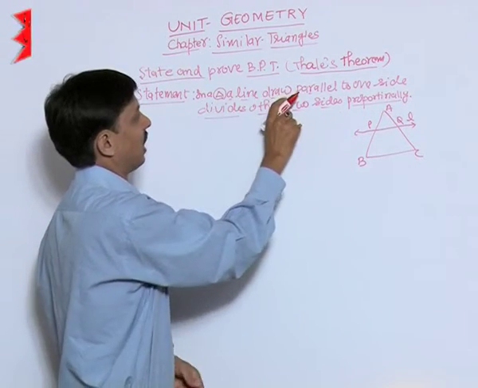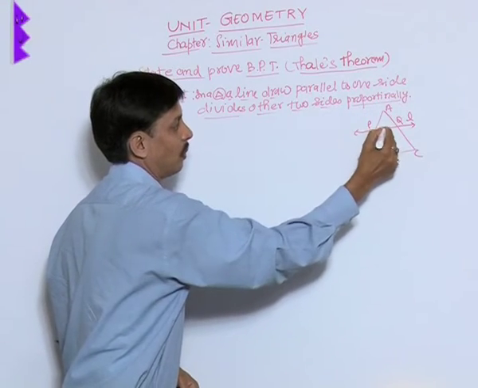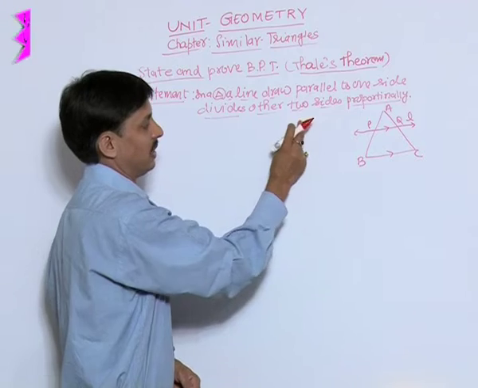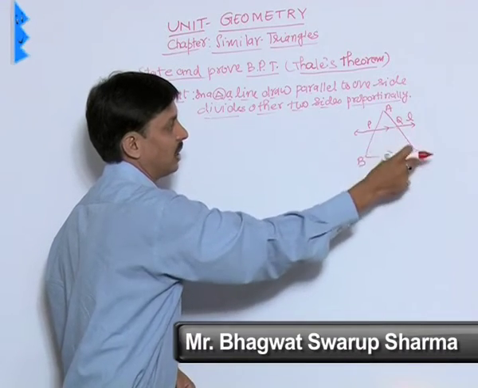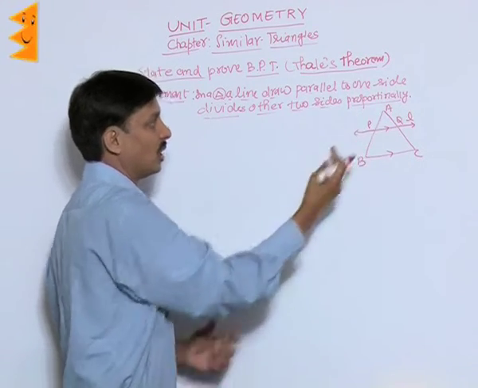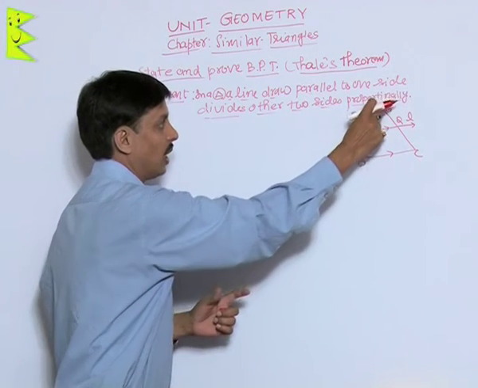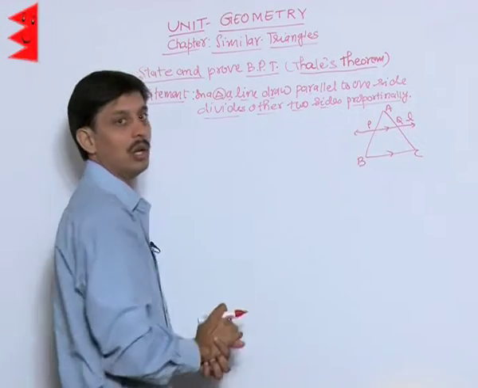In a triangle, a line drawn parallel to one side. In triangle ABC, L is drawn parallel to BC as indicated. It divides the other two sides, AB at P and AC at Q, proportionally, meaning in equal ratio. That means what has to be proved? AP upon PB is equal to AQ upon QC.